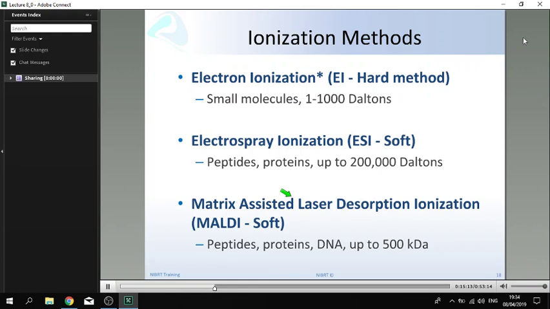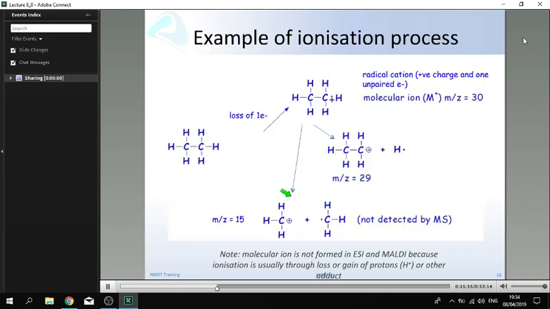So for this, much better ionization methods would be electrospray ionization, which is also called a soft method of ionization. It's good for ionization of peptides and proteins up to 200,000 daltons. And then we have matrix-assisted laser desorption ionization, or MALDI, which is again soft ionization, which is good for peptides, proteins, DNA, and molecules up to 500 kilodaltons.